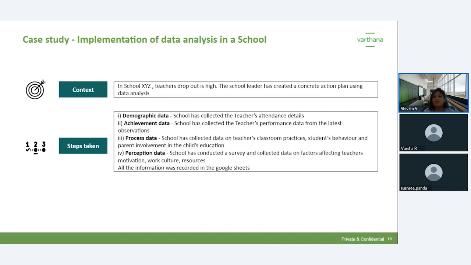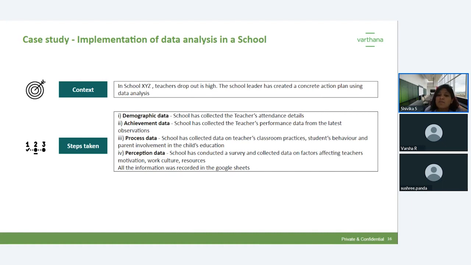So for example, I am teaching a subject which is application based, which requires a lot of application based activities, but I don't have sufficient resources as a teacher, or maybe I'm not equipped enough to cater to those activities, or involve students in the activity. Is that also causing my low morale or interest in teaching, and is that leading to the dropout? And the other is the perception data.